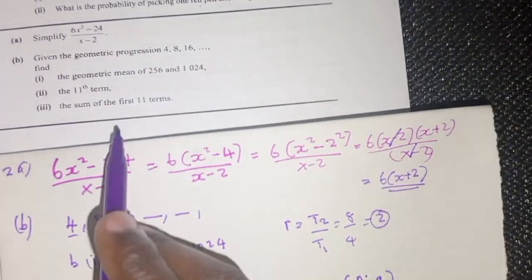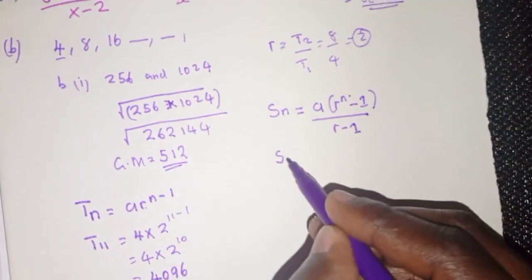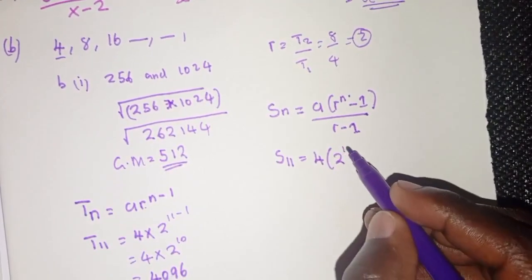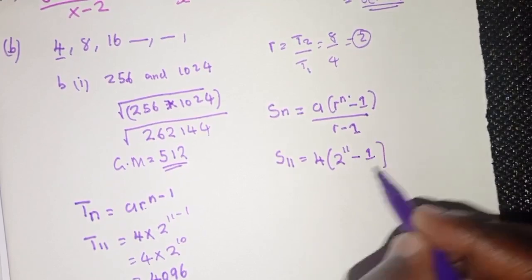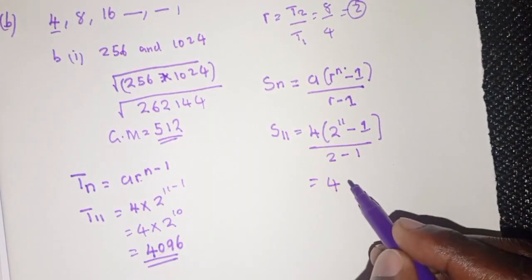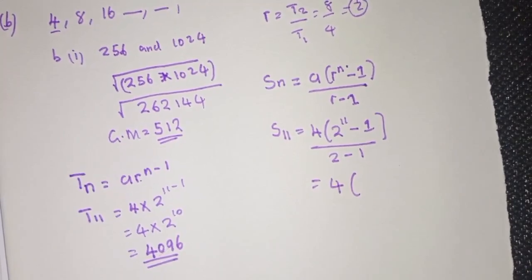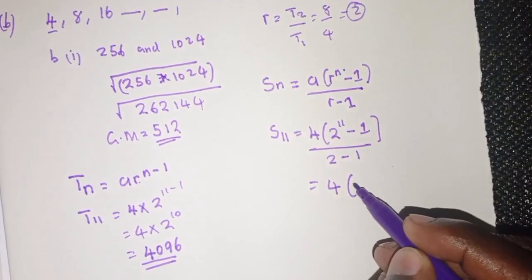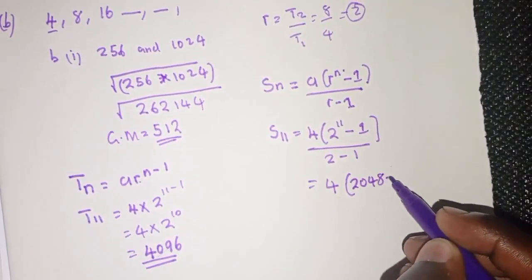Okay, so the sum of the what? First 11 terms. So we're going to find the sum of the first 11 terms. First term is 4, r is 2, n is 11, minus 1, over r minus 1, which is 2 minus 1. This will be 4 times, what is 2 to the power 11? Okay, 2 to the power 11. So this will give us 2048, remember minus 1 there.